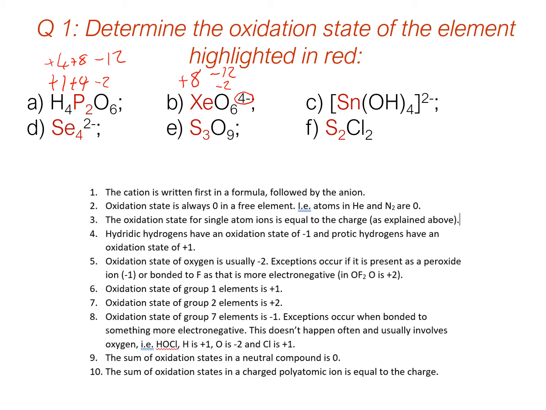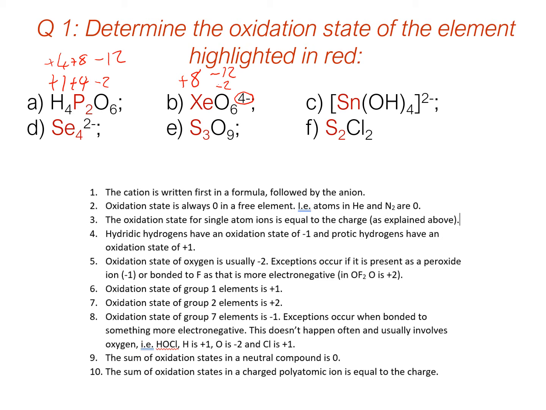And this is just about the only element you'll see reaching +8. It's the highest oxidation state in the periodic table, and it can only be reached by the noble gases, and not even all of them. I think xenon is the only element that can do it. Moving on to C.